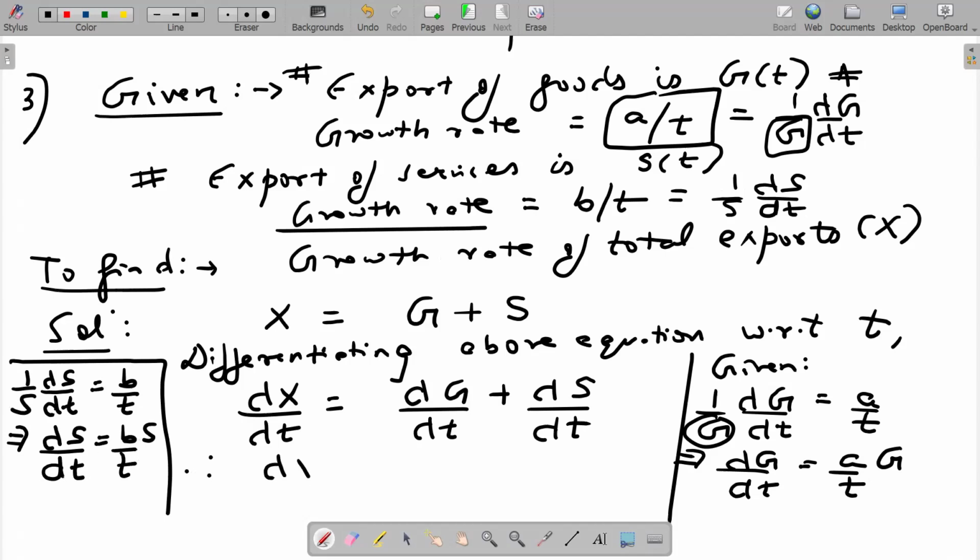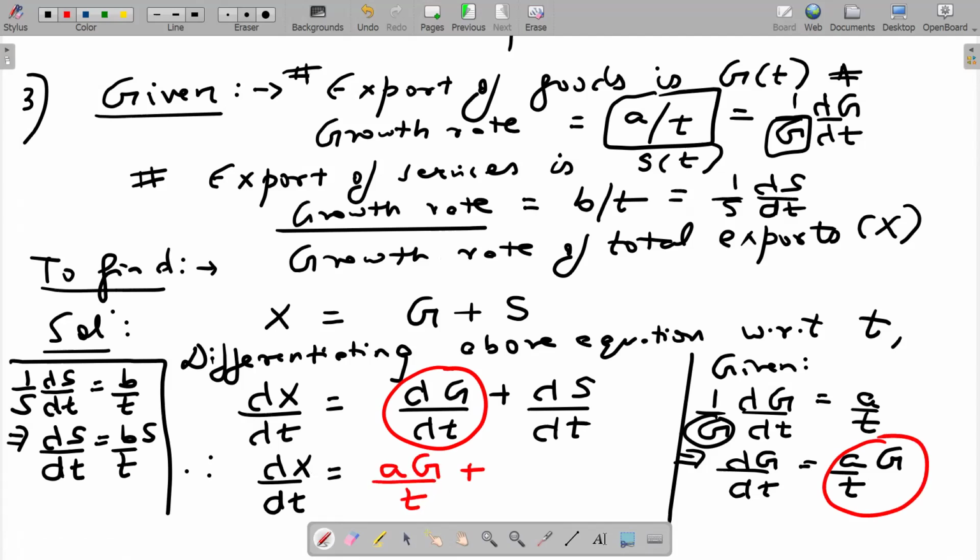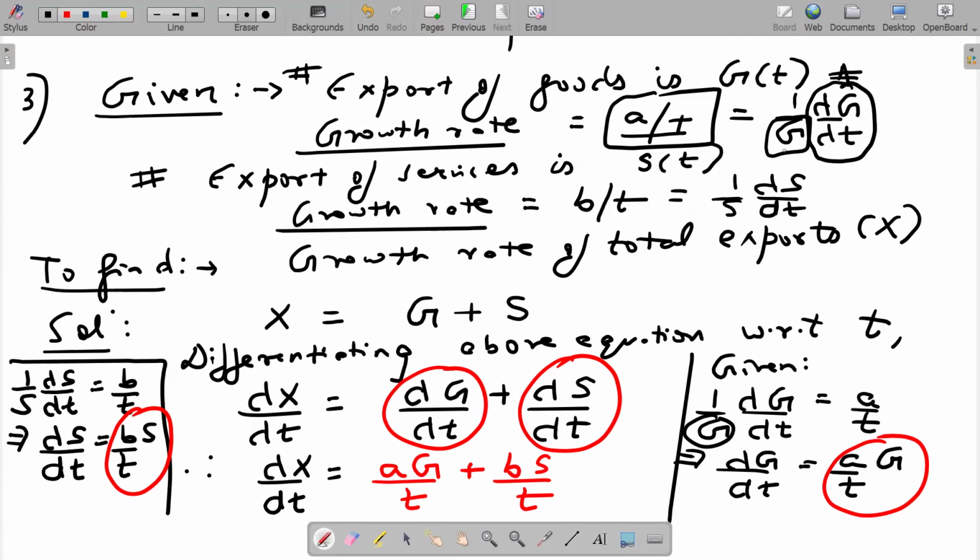So I can write it like this, students: dx by dt is equal to, what is dg by dt? We just found out it's A G by T. What is ds by dt? We just found out it's B S by T. I'm revising till here once again for clarity. We were given the growth rate of goods. How do we find the growth rate of goods? It's the derivative of the goods function with respect to t divided by G.